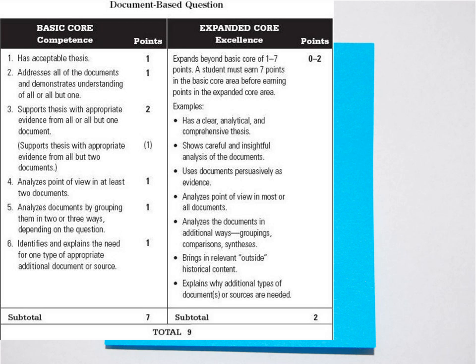Analyze documents by grouping them in 2 or 3 ways depending on the question. Okay, so you know how I just mentioned to group them 3 ways? That is the golden rule of writing a DBQ. They need to be grouped in 3 ways. If you group them in 2 ways and everyone groups them in 3 ways the day of the test, then you are going to be losing that 1 crucial point that could make the difference of a 7 or an 8 or a 9.